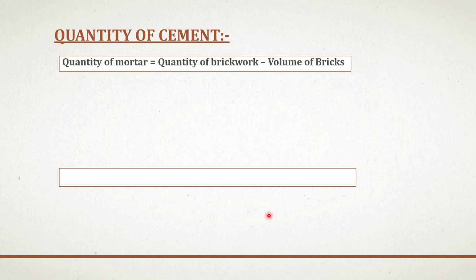Now let us find out the quantity of the cement. To do that, you have to remember a simple formula: quantity of mortar equals quantity of brickwork minus volume of the bricks, which means we have to deduct the volume of the bricks from the volume of the wall. We have already derived the volume of one brick, which is 0.070 cubic foot. So if you multiply 500 bricks with 0.070 cubic foot, then you will get the volume of the bricks, which equals 35 cubic foot.